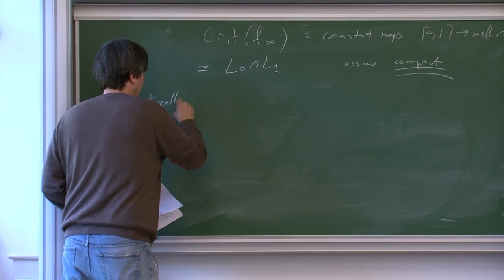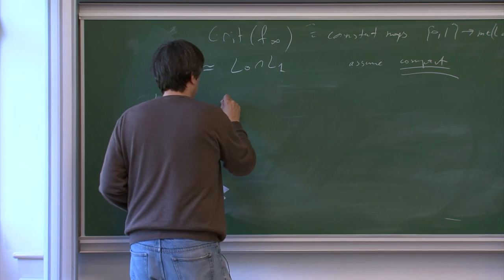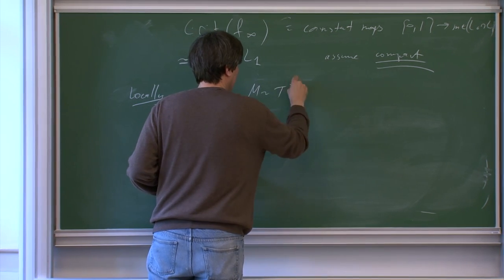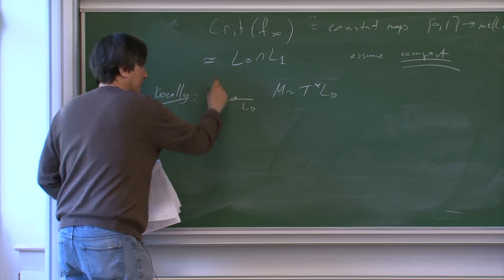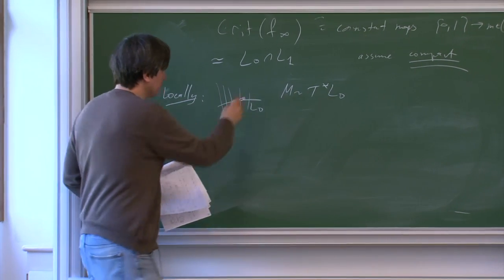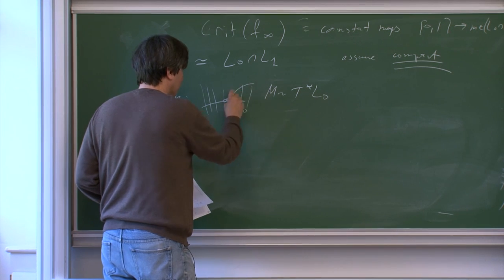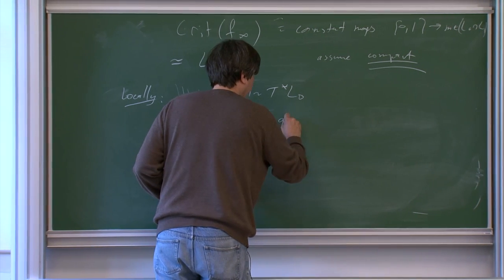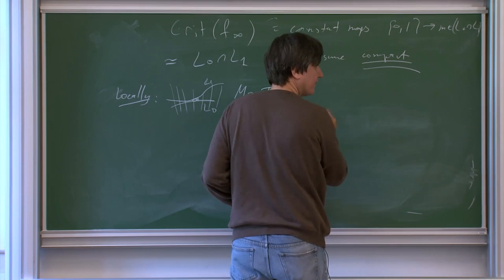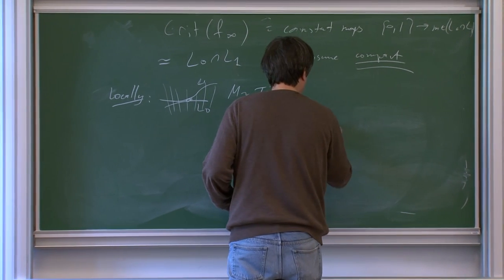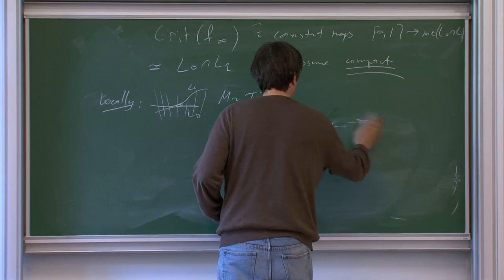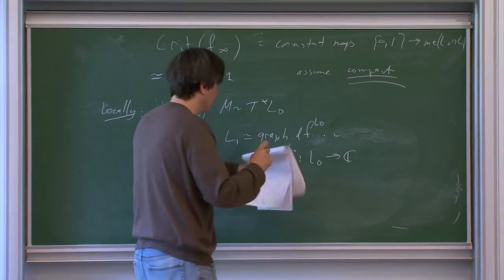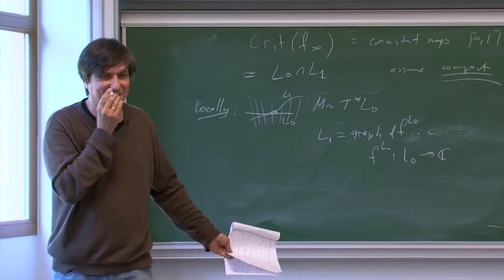so locally, one can do the following. One can locally identify M near some points in L0 with the cotangent bundle to L0. I just put some kind of transversal Lagrangian foliation, and also one can choose a transversal Lagrangian foliation such that it will also be transversal to L1. And then L1 will be the graph of the differential of a function f_L0, where f_L0 is some function on L0.